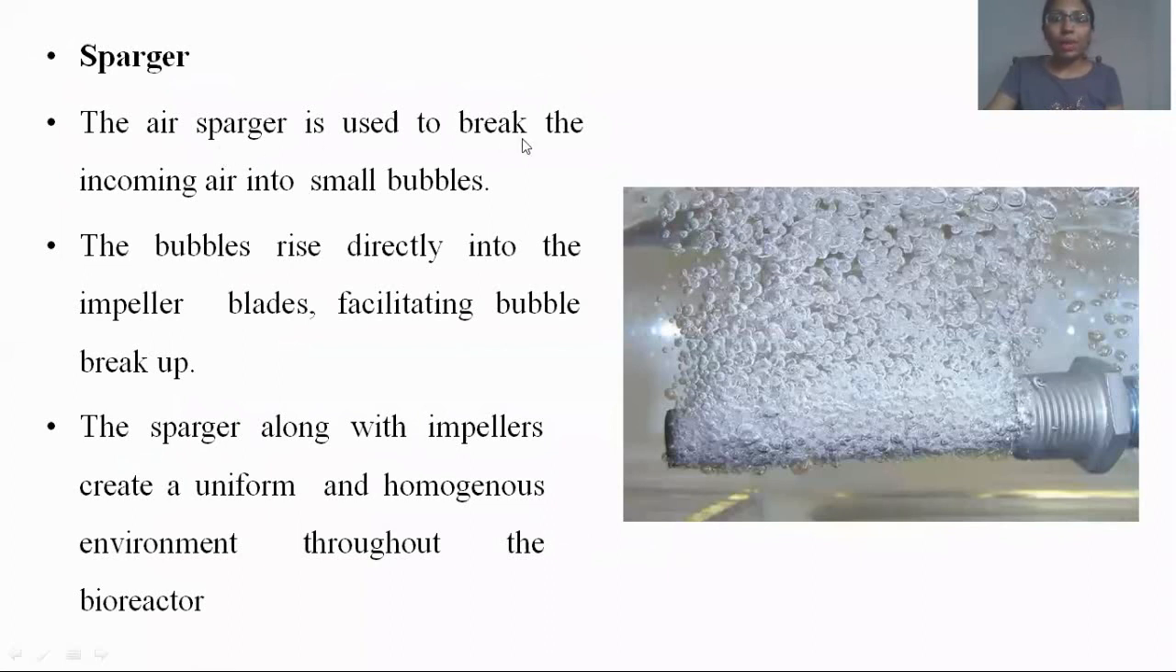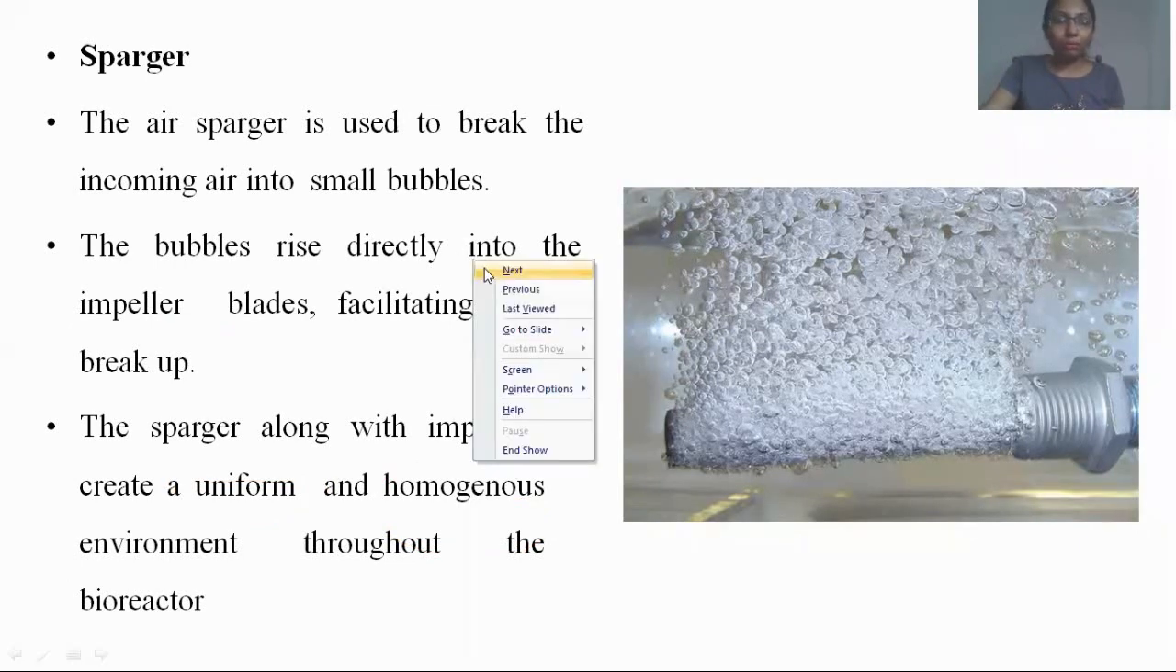Now, the air sparger is used to break the incoming air into small air bubbles, because the oxygen comes with high pressure. Okay, so there are many different types of spargers available, which we have again discussed in one more video. But please go through it also. Then, as we have seen, it is broken down by the impeller blade and all, so it can lead to a uniform and homogeneous environment throughout the bioreactor. They are going to get mixed, which will result in a homogeneous and clear environment throughout.